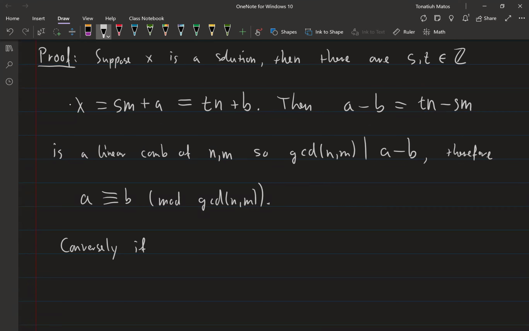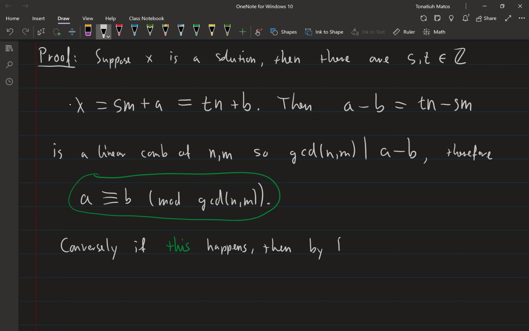Conversely, if this happens, I want to write all that down. If this happens, meaning a and b are congruent mod the greatest common divisor, then let's see.